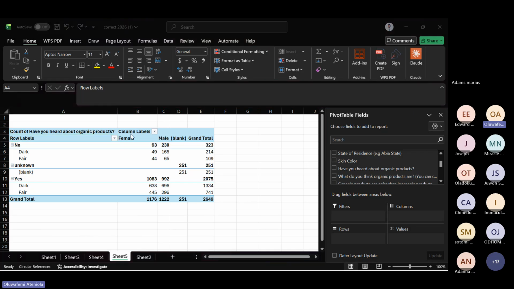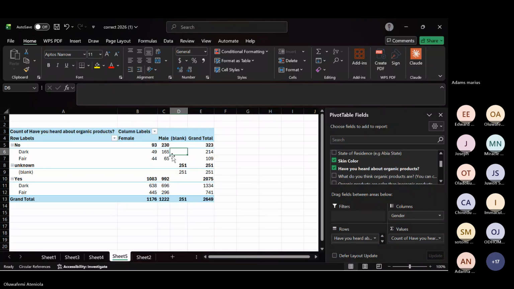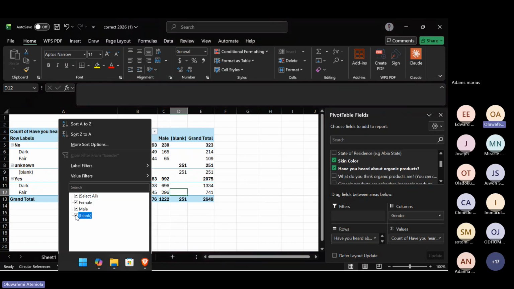So it breaks them down according to this. This is for female dark skin, male dark skin. This is for the blank. We don't have any of them. If we check for unknown, we don't have any of them. So these blanks might have to go out. Take this out.